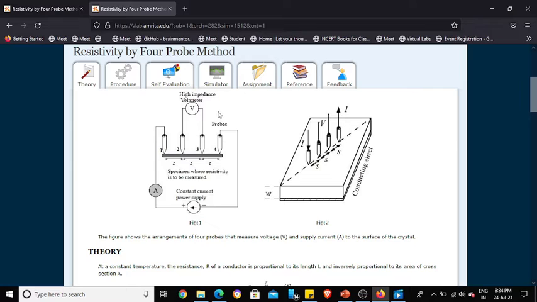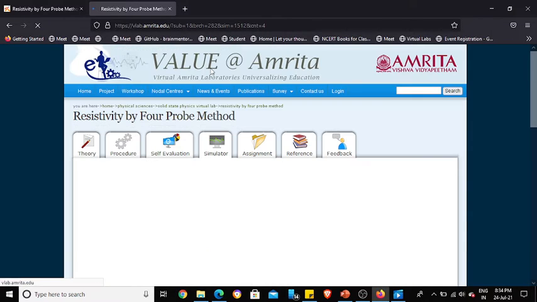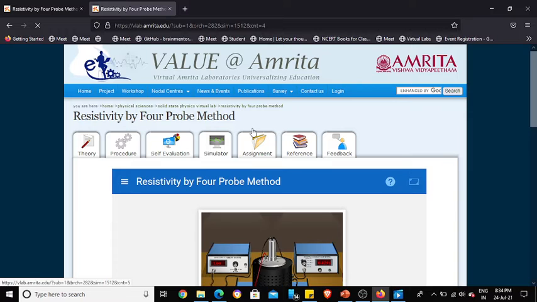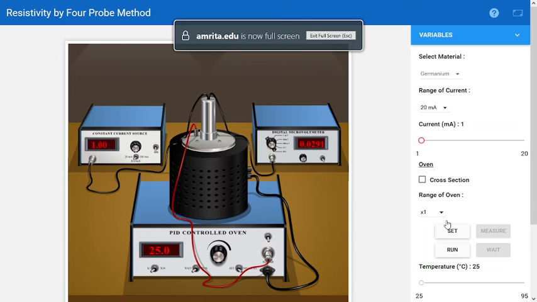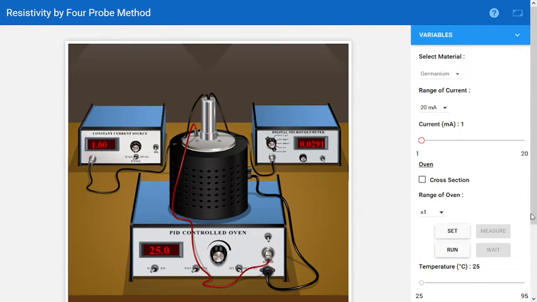Now let us focus on the simulation. Click on the simulator. So here are a few things. This is the default domain name. We can change it, but in this experiment let us take a sample of germanium. Range of current: 20 milliamperes. You can also change the range of current. This shows the voltage, that shows the current, and this shows the voltage, and this shows the temperature in degrees Celsius.